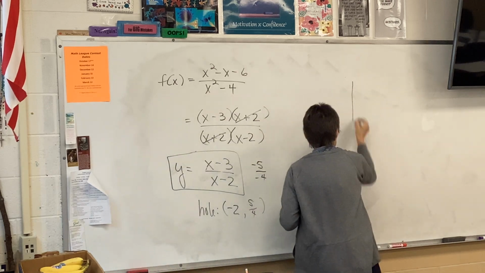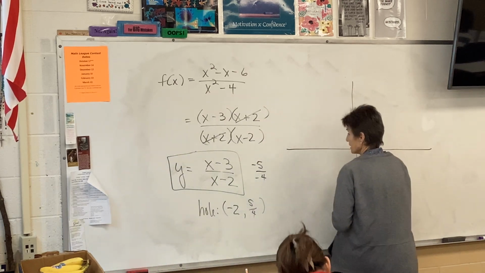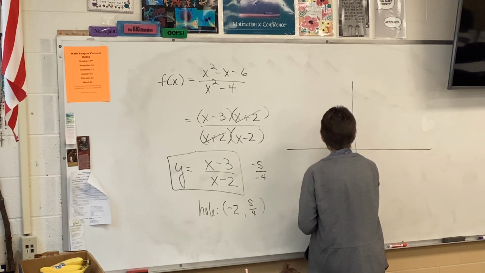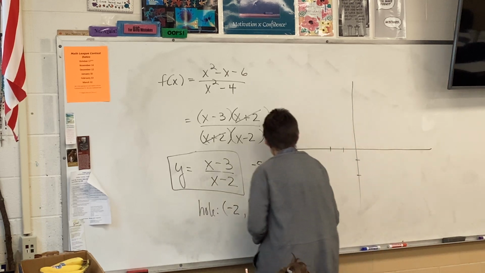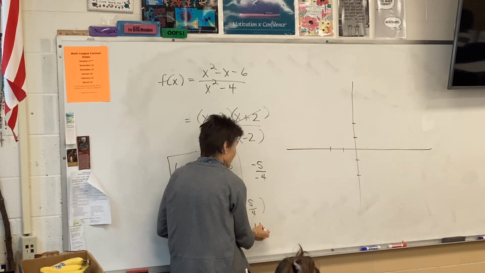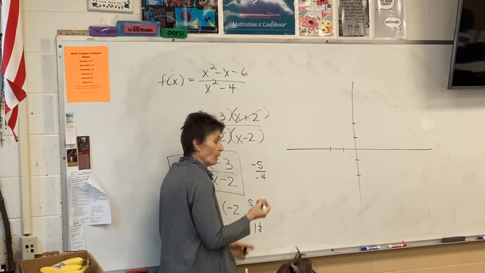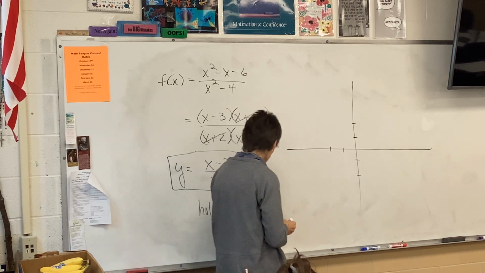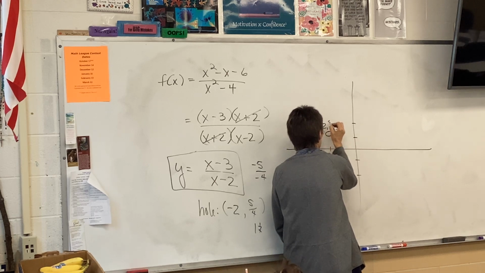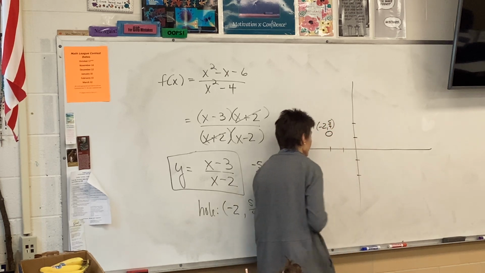So in my picture, at negative 2, negative 5/4, and remember, or excuse me, positive 5/4. 5/4 is like 1 1/4 or 1.25. So that's how you know where to put it. So negative 2, 5/4 right here.